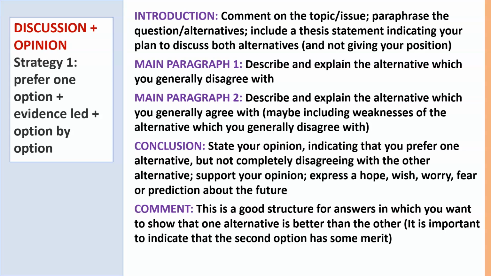In your main paragraph, you describe and explain the alternative which you generally disagree with. You've still got to write about it, even though you prefer the other alternative. Then in the second main body paragraph, describe and explain the alternative which you generally agree with, maybe including weaknesses of the alternative which you generally disagree with, maybe writing a little bit more in this paragraph.